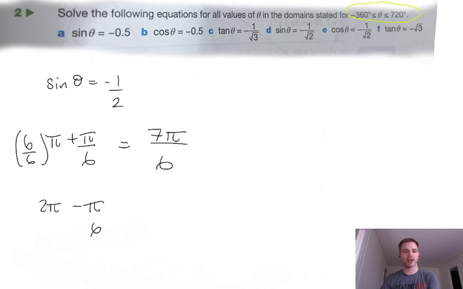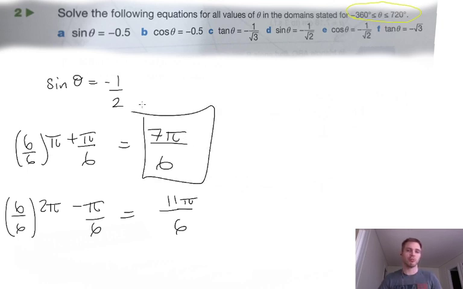Now, 2 pi minus pi over 6, we have to do the same thing. We've got to get a common denominator. All right, 6 over 6. So 6 times 2 is 12 pi over 6, right? So 12 pi over 6 minus pi over 6 is equal to 11 pi over 6. Okay, so these are our two base angles, and everything else will be a reference angle with this.